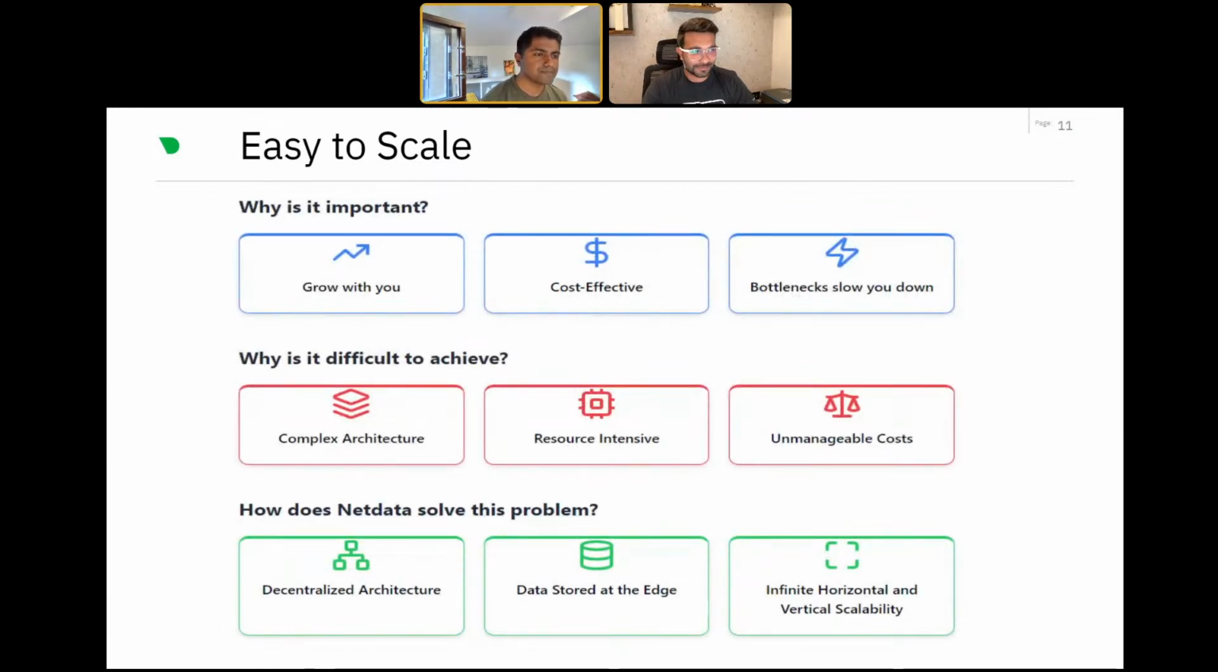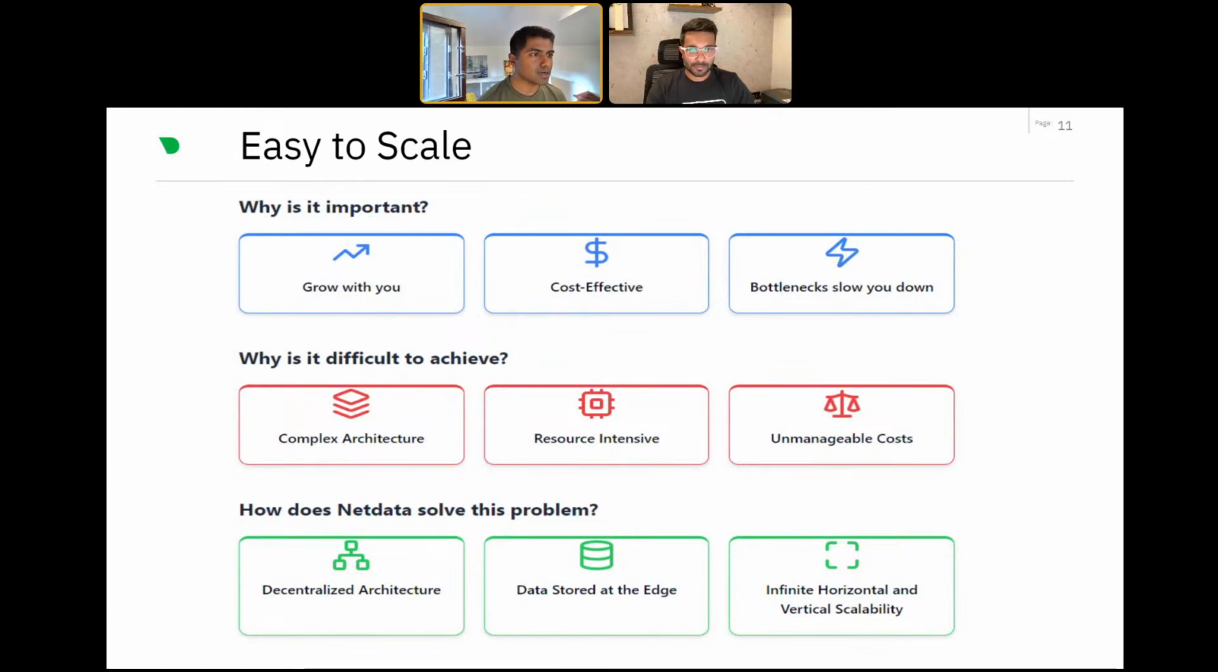Thanks, Satya. So the next category that we want to talk about here is the ease of scalability. Why is it important? This is obvious, I think, in most cases. You want your monitoring solution or your observability platform to grow with you.